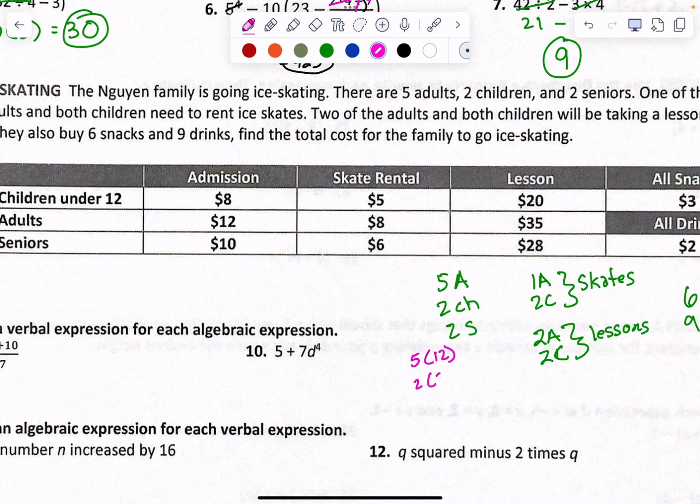12. Children cost 8. Seniors cost 10. Okay, let's figure out what that is. 5 times 12 is 60. 2 times 8 is 16. 2 times 10 is 20. So $96 for admissions.